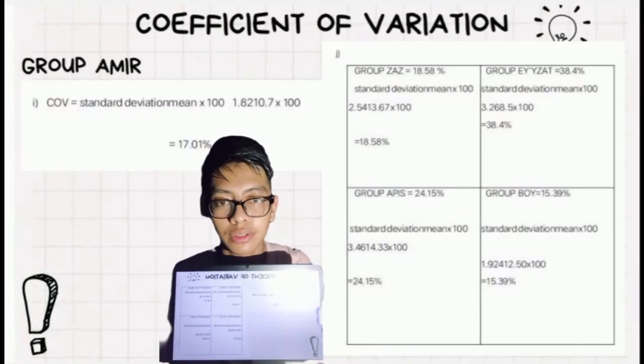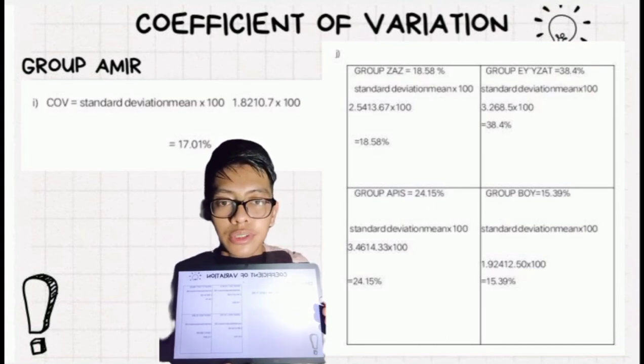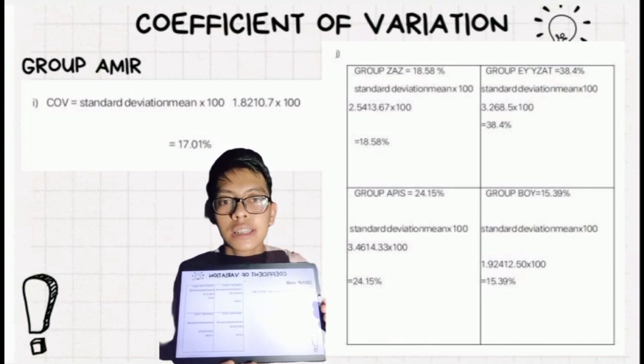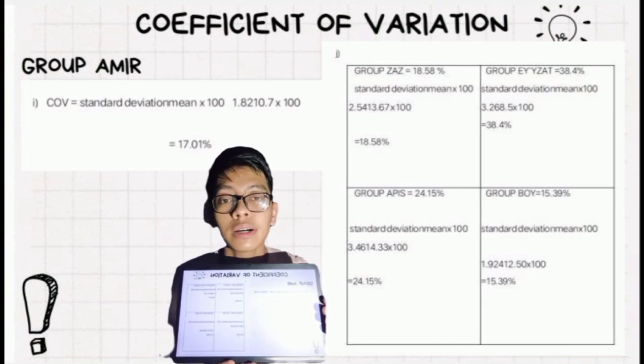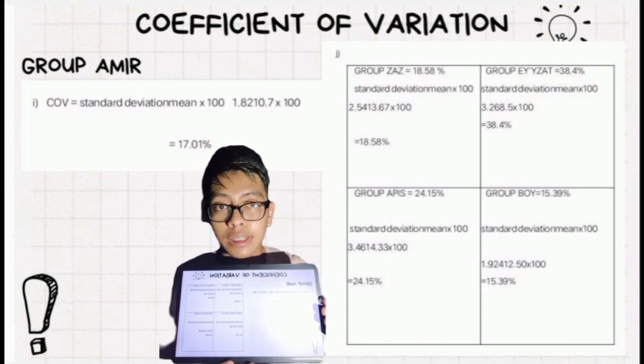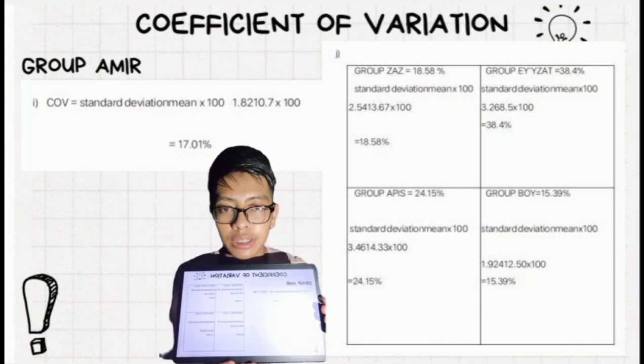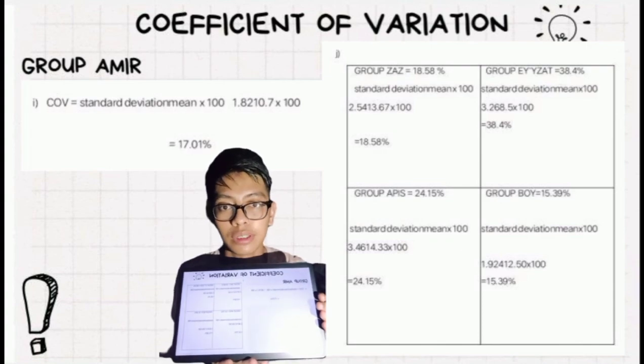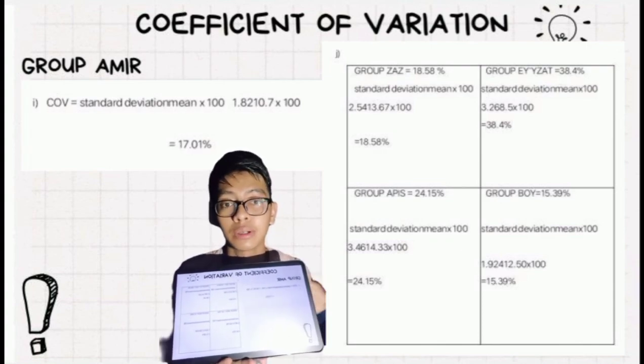So for coefficient of variation, we use the formula standard deviation over mean multiplied by 100. For my group, we got 17.01%. The other groups, like group ZAS, they got 18.58%. Group IZA, they got 38.4%. Group Hafiz, they got 18.58%. And the last group is group Boy, which got 15.39%. So between these groups, the most accurate data is group Boy because they have the lowest COV compared to the others and compared to my group.